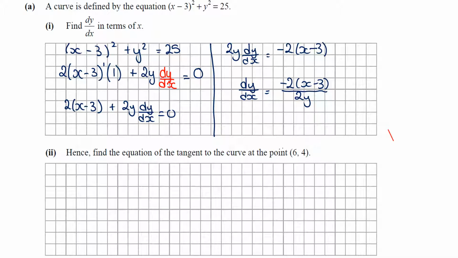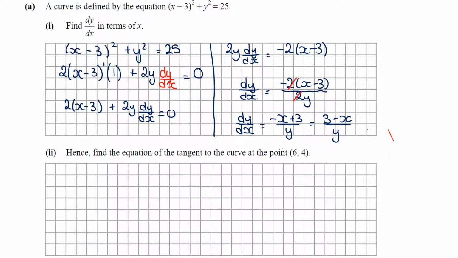Now, a little bit of cleanup happens here. My 2's cancel. And I'm going to multiply in that minus on the top line. So that gives me (−x + 3)/y, or I would prefer to write it as (3 − x)/y. So that is using implicit differentiation. If you'd multiplied out the bracket first, you could have still used implicit differentiation, but you wouldn't have had to use the chain rule. That would have been the only difference, and some people might have found that a little bit easier, and that's perfect.